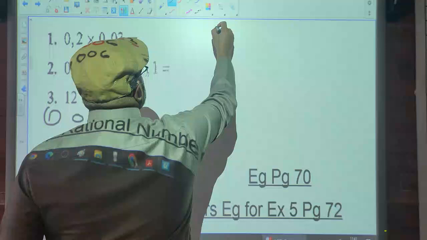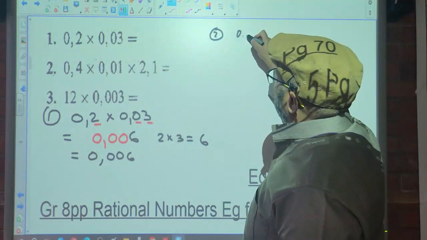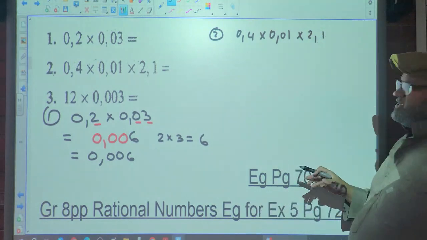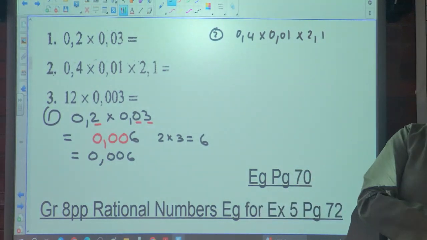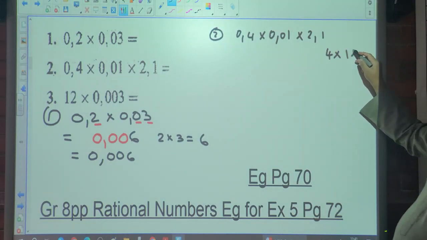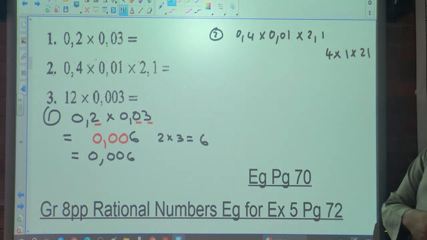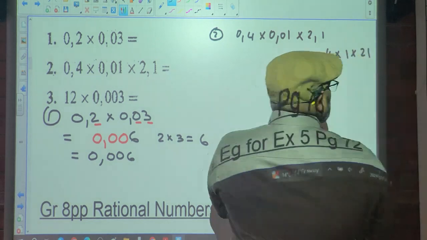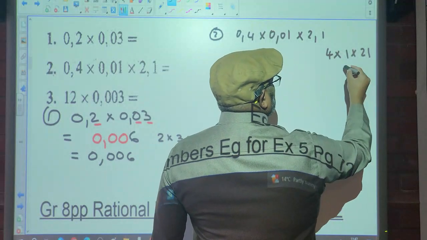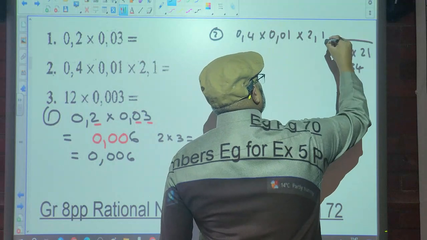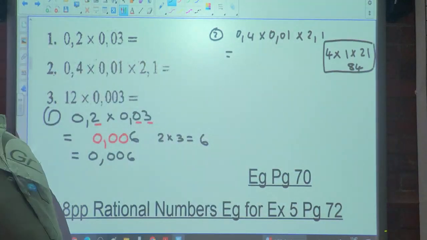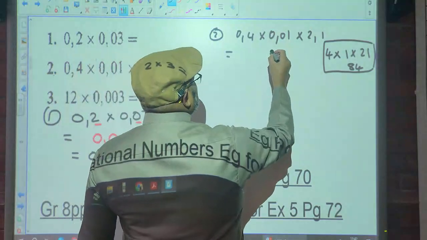Number 2, we got 0,4 multiplied by 0,01 multiplied by 2,1. As we said, we're going to take the numbers aside and do the numbers only. So it's going to be 4 times 1 times 21. I'm just taking the numbers. So 4 times 1 is 4, and 4 times 21 is 84. Take note that I'm not putting it as part of the sum. Okay, so I got 84.